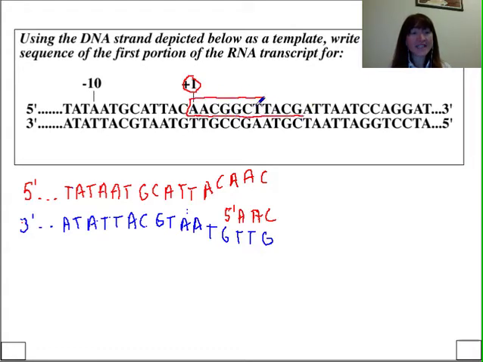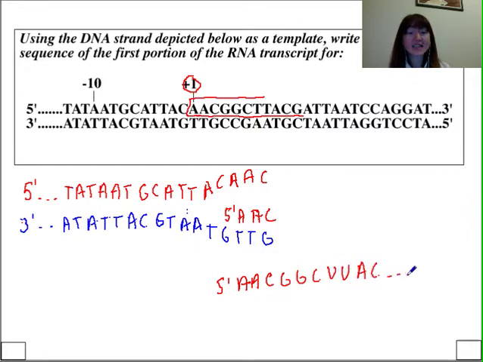But we know once it gets down here to where those T's are, U's are going to replace the T's. So we can write out the full RNA. We see the beginning of it there as 5' A, C, G, G, C, and then UUAC. And I'll let you guys keep on writing to get the full sequence of that resulting mRNA.